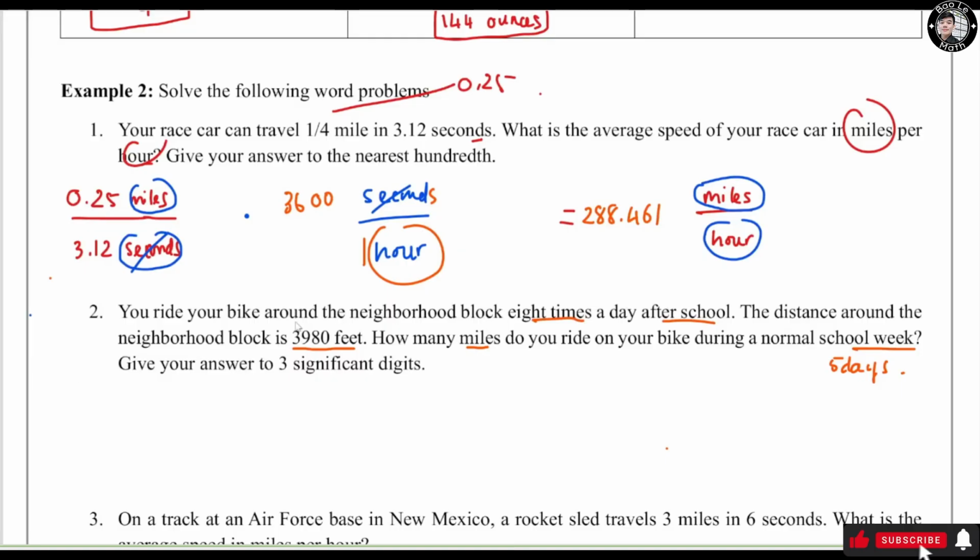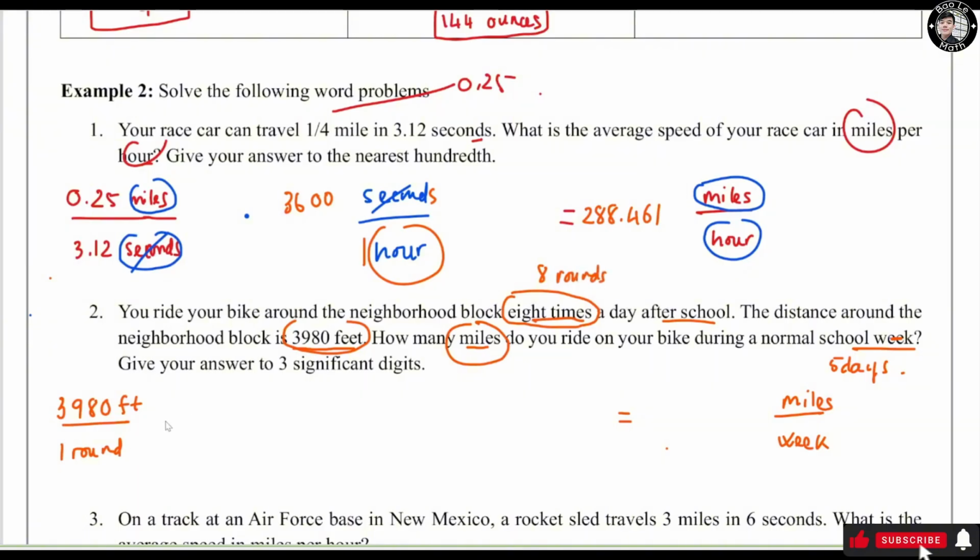So we're gonna start with this one right here. We know that we have 3,980 feet one round, right? Your goal is how many miles per week, right? Now observe that you ride 8 times a day, which means 8 rounds, right? So we don't need round in the answer right here, so we need to find ways to eliminate rounds, right? You need to put round on the top right here, so then this guy cancel out, right?